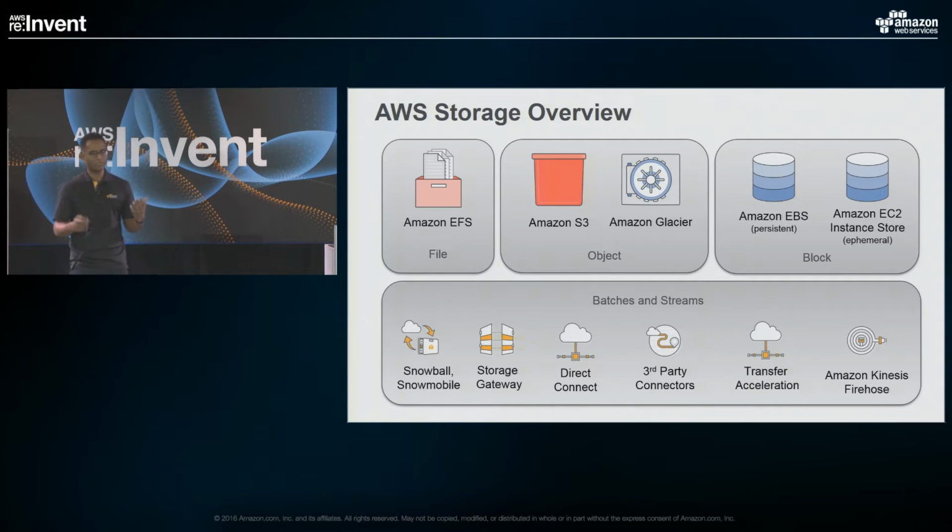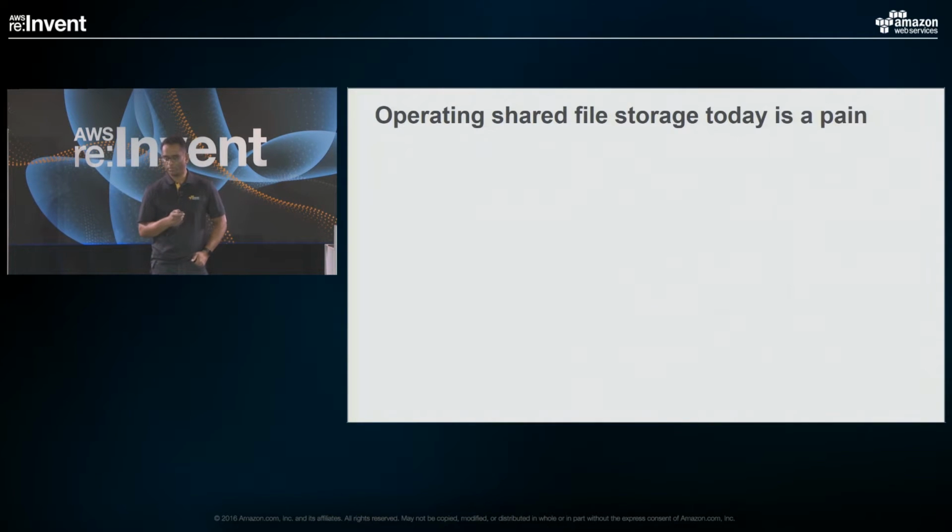As we go through the presentation, keep in mind how EFS fits into the big picture of all this. You have a lot of different storage options, and EFS is a storage option when you need a shared file system that can be leveraged by many different, or thousands, or hundreds of thousands of different EC2 instances.